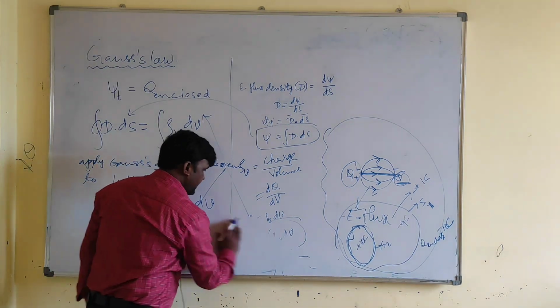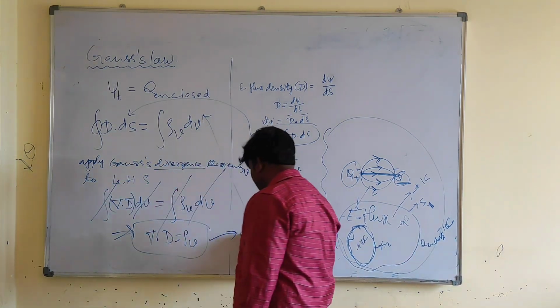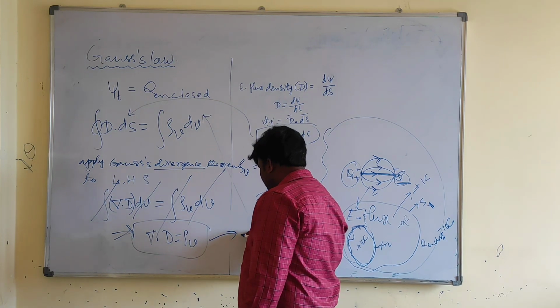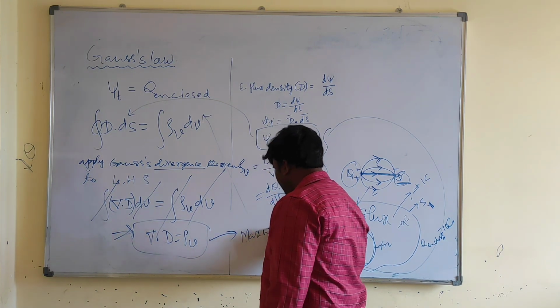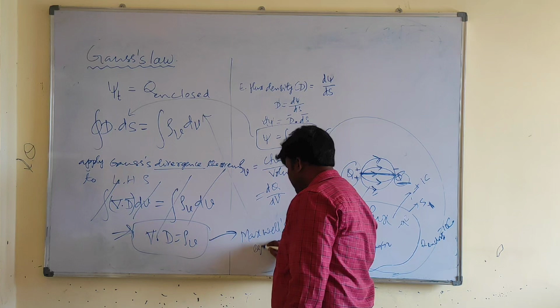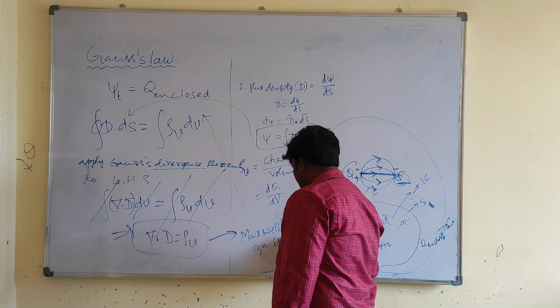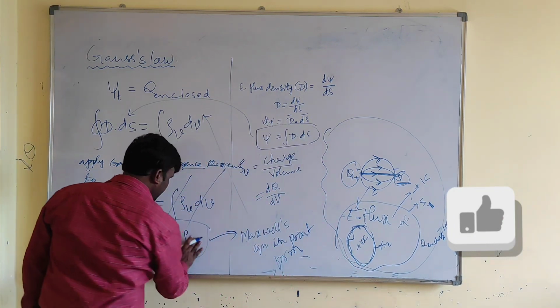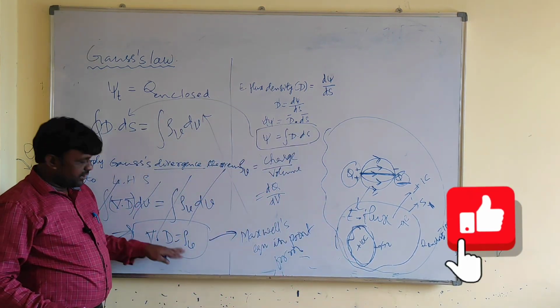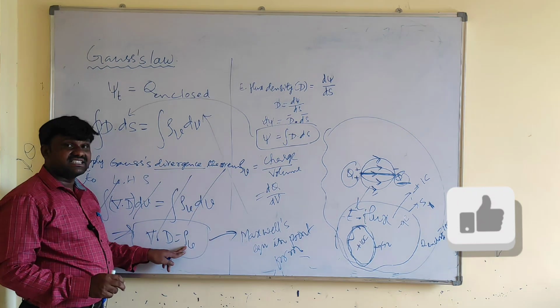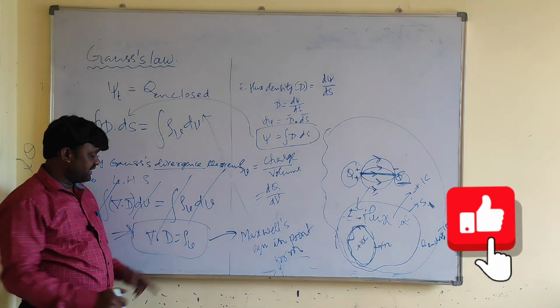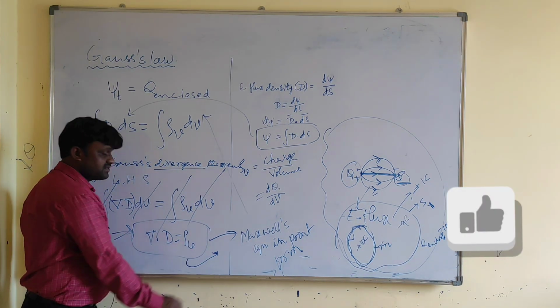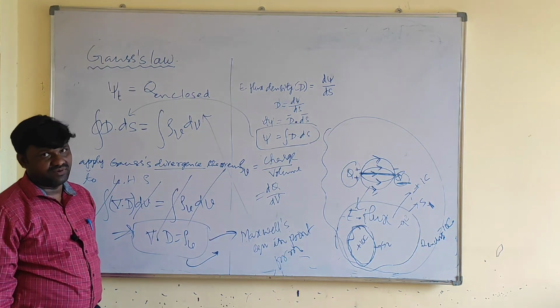This equation is known as one of the Maxwell's equations in point form. Why point form? By using this equation, we can determine this charge density at the given point. So that's why this equation is known as what? Maxwell's equation in point form.